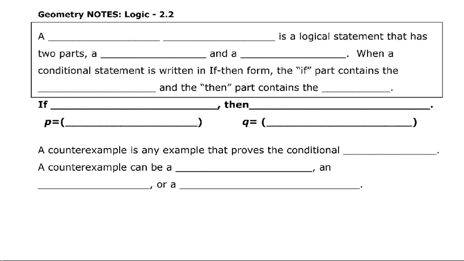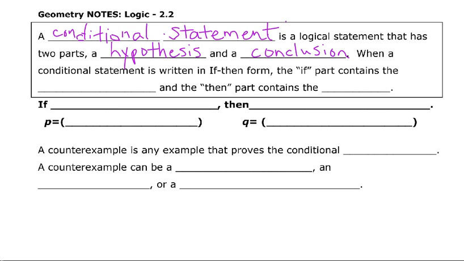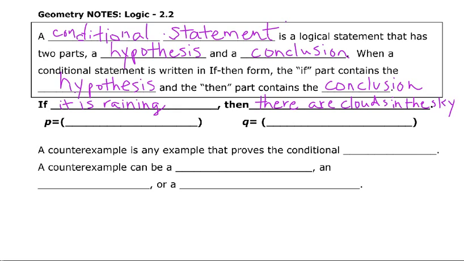I did briefly mention this in the previous video, but a conditional statement is a logical statement that has two parts, and it is a hypothesis and a conclusion. When a conditional statement is written in if-then form, the if part contains the hypothesis, and the then part contains the conclusion. So for example, if I say, if it is raining, then there are clouds in the sky. So the P part of the sentence is the hypothesis, and the Q part is the conclusion.